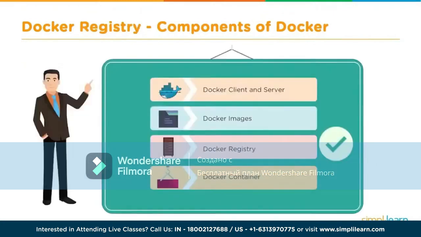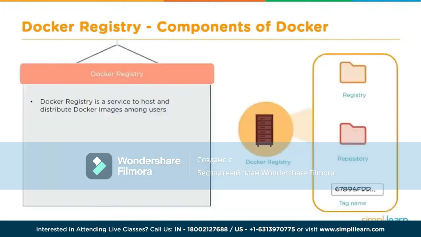All right, so let's go on to item number 3, which is the Docker registry. The Docker registry itself is the place where you would host and distribute the different types of images that you have created or you want to be used within your environment.